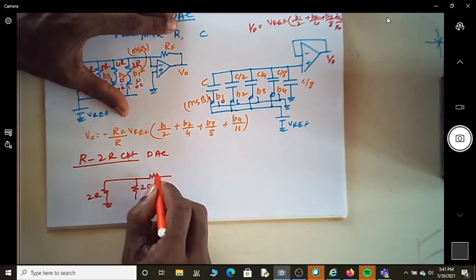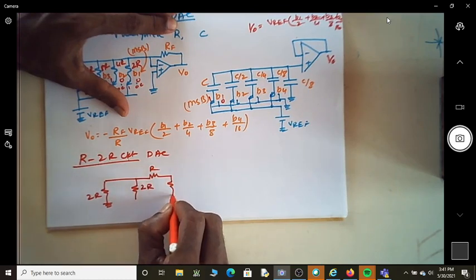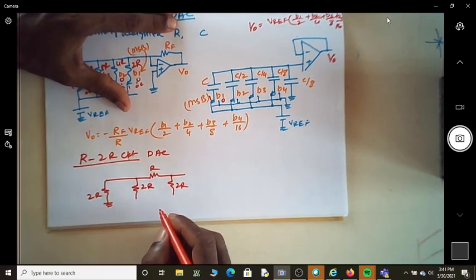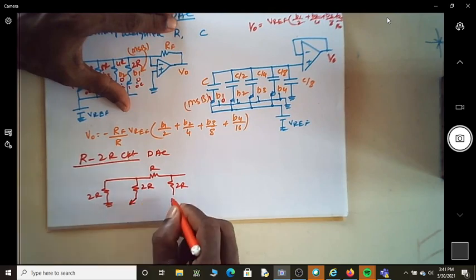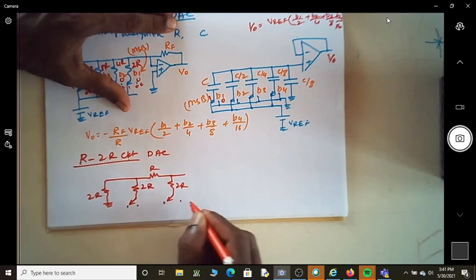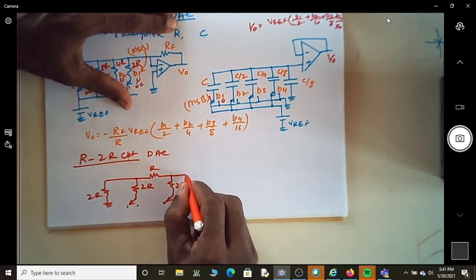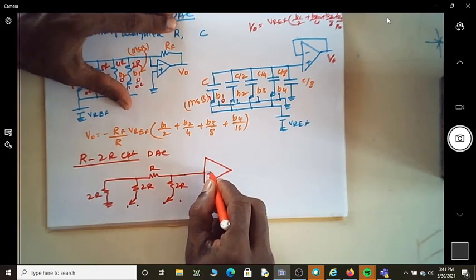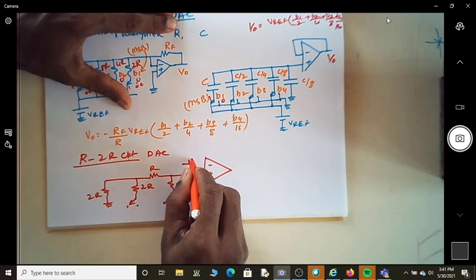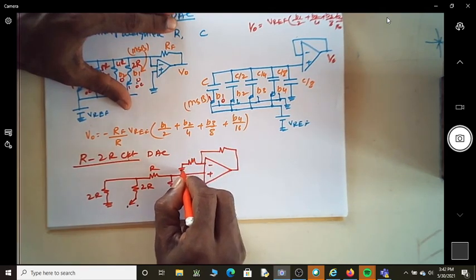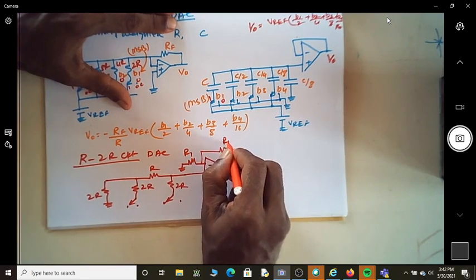This is R, then it is 2R. To start with, let us consider only 2 bits over here. So let me again consider this is the switch now. Let me consider these two are the switch positions, and let me consider this as a non-inverting input to the non-inverting amplifier. This is plus minus. Let me consider this as the amplifier gain R1, RF.